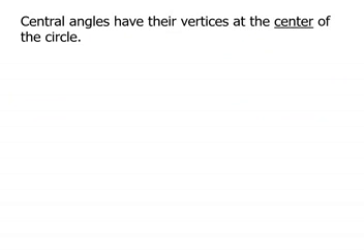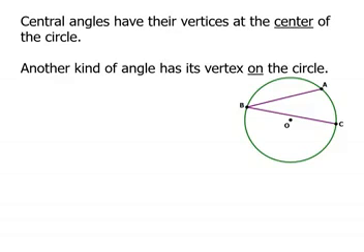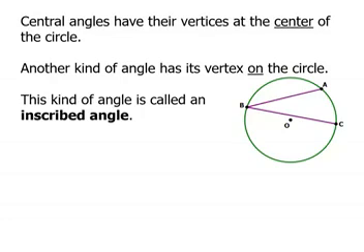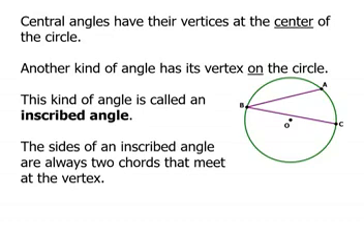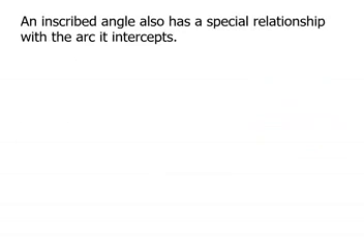Central angles have their vertices at the center of the circle. Another kind of angle has its vertex on the circle. So the vertex of this angle right here is not at the center at all. It's actually sitting on the circle itself. So this is another kind of angle, and this kind of angle is called an inscribed angle. An inscribed angle is an angle that has its vertex on the circle itself. The sides of an inscribed angle are always two chords that meet at that vertex. So here AB is a chord and BC is a chord, and they meet at point B.